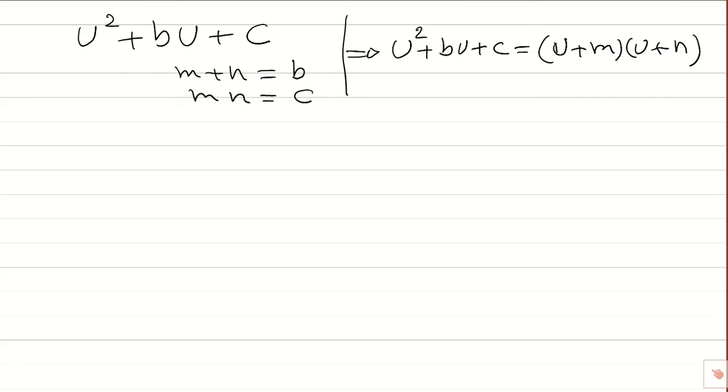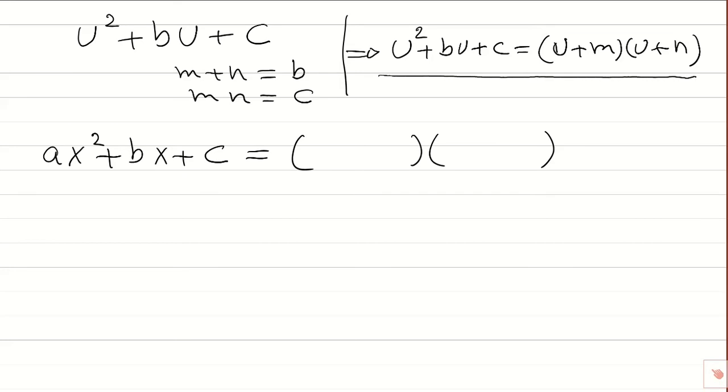This u can be anything. It can be x, t, w, and so on. But today I would like to address these equations: ax squared plus bx plus c. How can I decompose or factor this quadratic into two parentheses, two polynomials of degree 1? But as I said, I assume that you already know how to deal with a quadratic where the leading coefficient is 1.